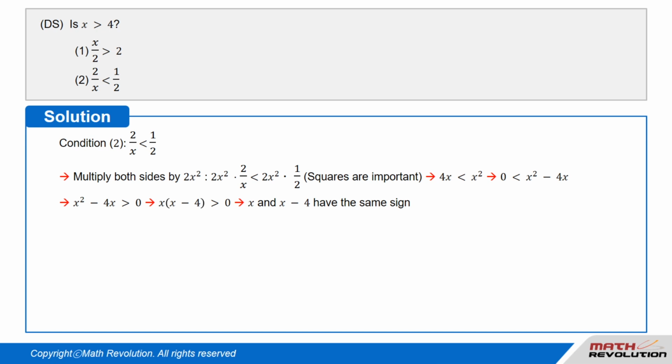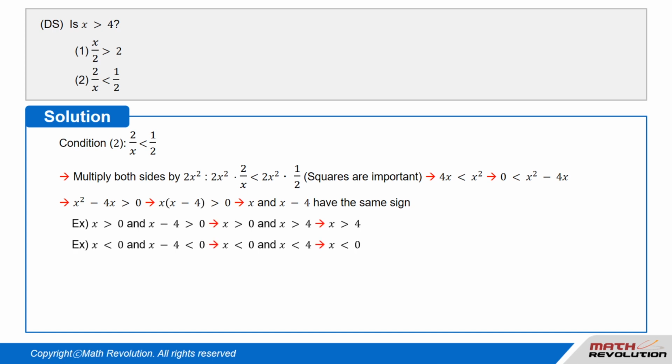If we rearrange 4 times x is smaller than x squared, we get 0 is smaller than x squared minus 4 times x, or x squared minus 4 times x is greater than 0, or x times whole of x minus 4 is greater than 0. X times whole of x minus 4 is greater than 0 means that the factors x and x minus 4 have the same sign. Thus, x is greater than 0 and x minus 4 is greater than 0, or x is smaller than 0 and x minus 4 is smaller than 0.